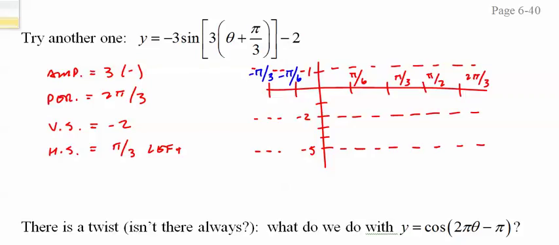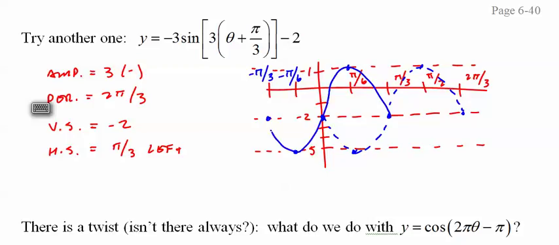Okay, graphing sine, negative, it's going to go down. Shift it left, 2 tick marks. Done. It's not perfectly to scale, but it's pretty good.